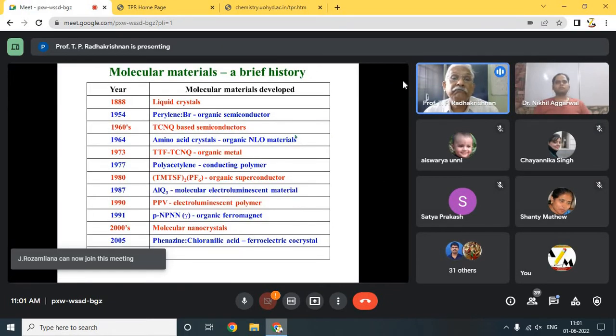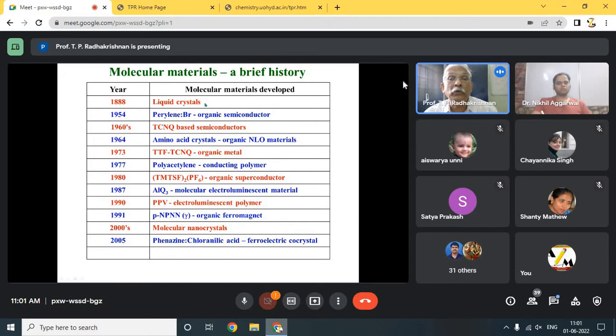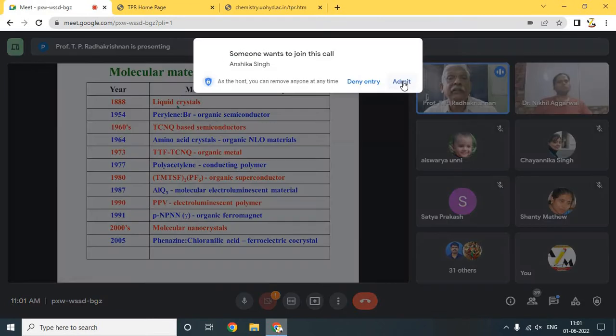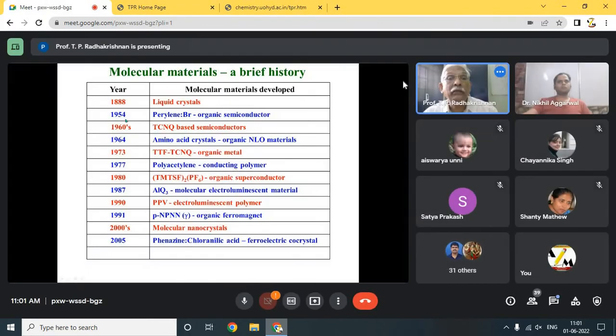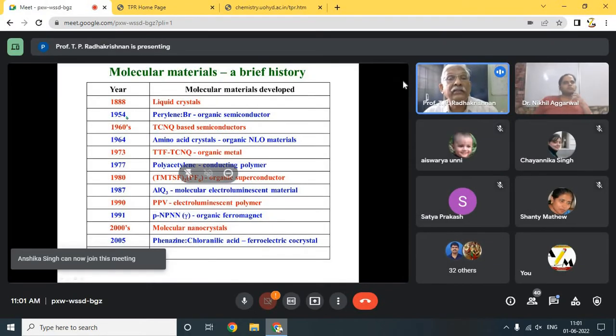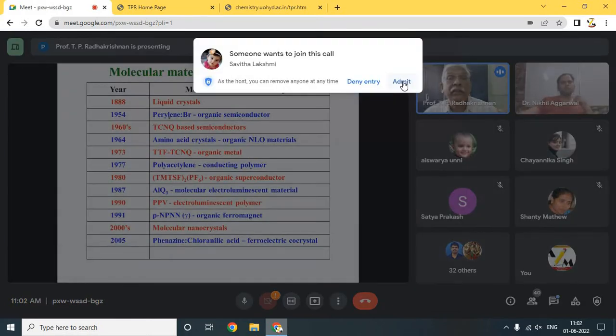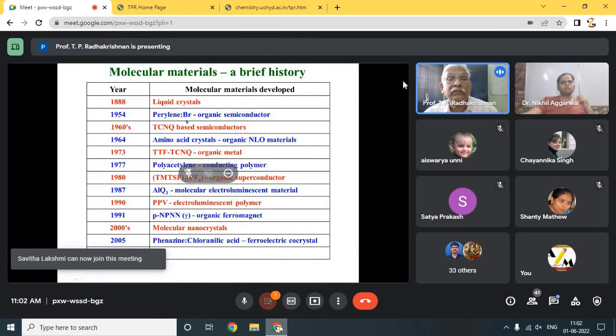Now, molecular materials have been around for quite a long time. In fact, in the 19th century, liquid crystals were discovered, and probably they are one of the most systematically studied molecular materials. But the real boost to this area started in the 1950s with the discovery of semiconduction in organic charge transfer complexes.